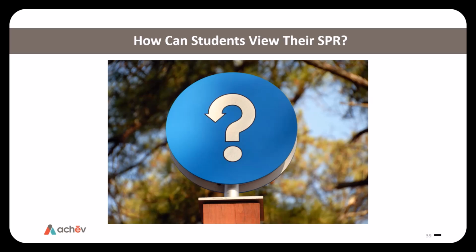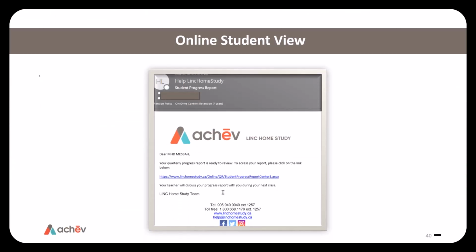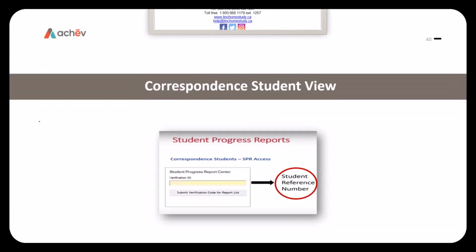So how can students view their SPR? For online students, once the help desk has reviewed the SBRs, they are then sent out to the student via email. The student will get an email informing them that their SPR is ready to be reviewed, and they can access it by clicking this link. And then it also says a teacher will discuss your progress report with you during your next class.